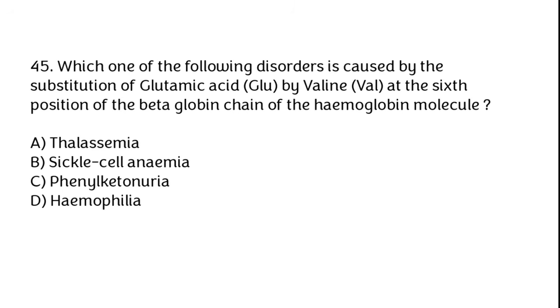Which one of the following disorders is caused by the substitution of glutamic acid by valine at the 6th position of the beta-globin chain of the hemoglobin molecule? Correct answer is B. Sickle cell anemia.